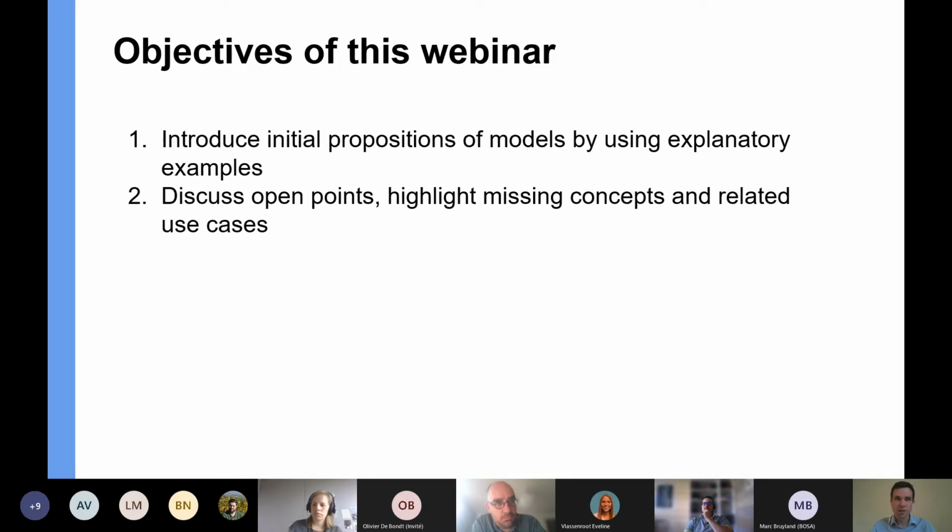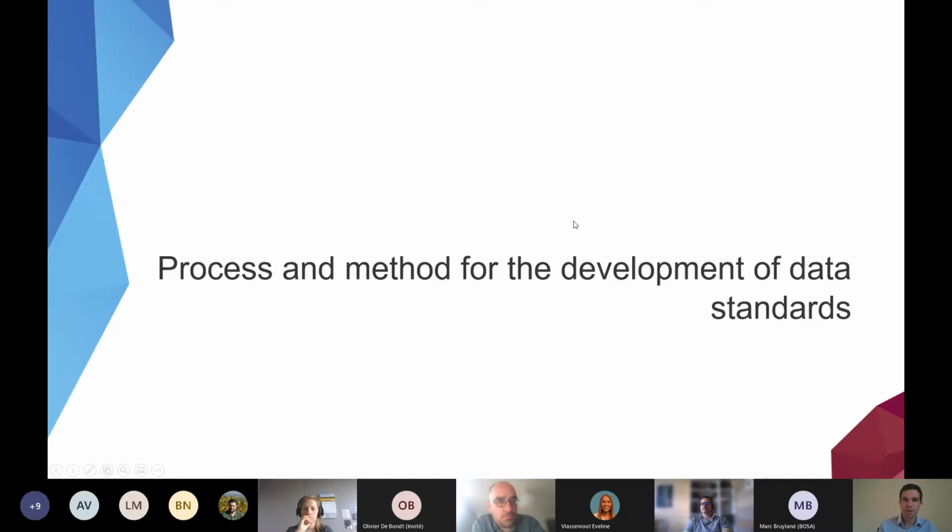Today we will, as I said, introduce initial propositions of the models, and we will do that through some examples. The idea is to really give you the keys so that later on, when we share specifications and data models on GitHub, you can go through them and understand what is behind them, so that you can make your own examples, use your own use cases by yourself while reviewing the content of the models. That's very important. And as mentioned, we will also discuss open points.